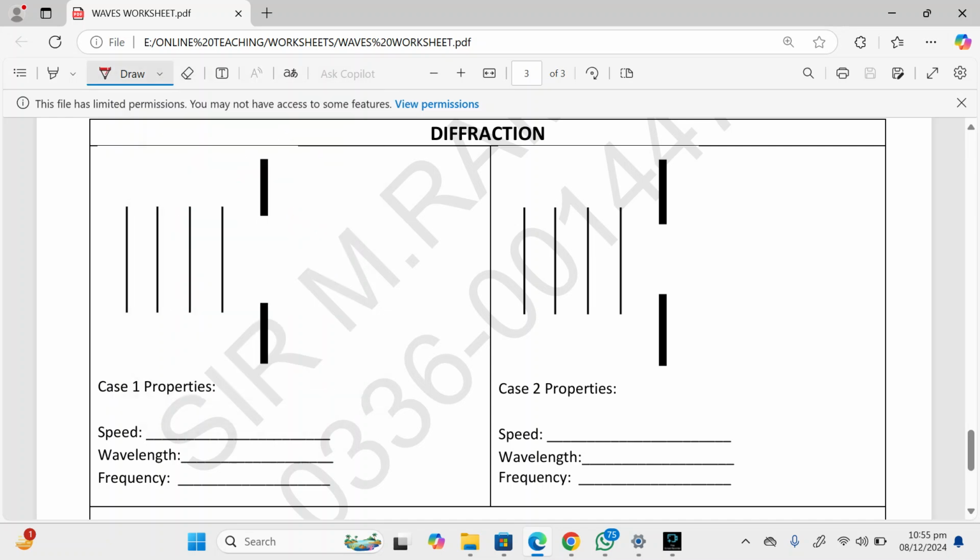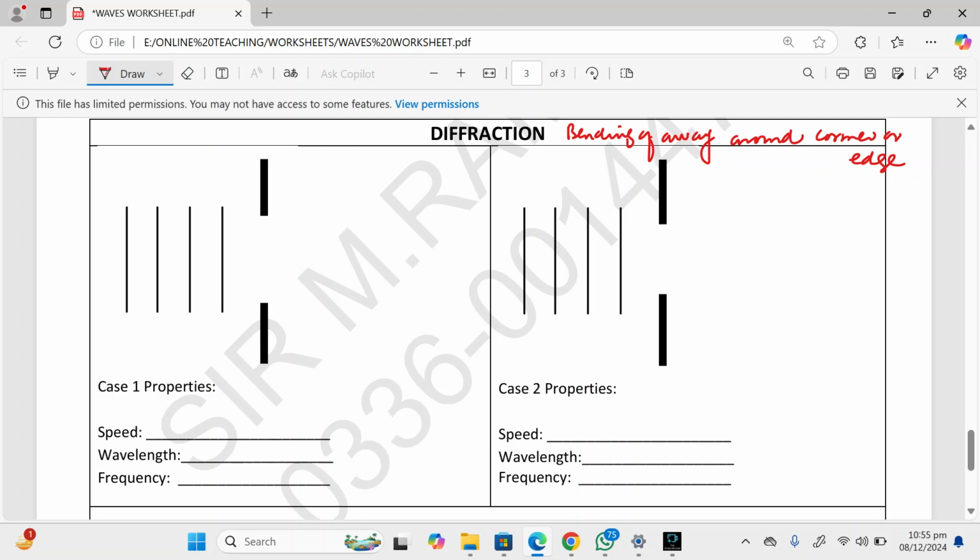Today we are going to discuss the topic diffraction. Diffraction is basically the bending of waves around the corner or the edges. Bending of a wave around corners or edges when passing through a narrow gap.